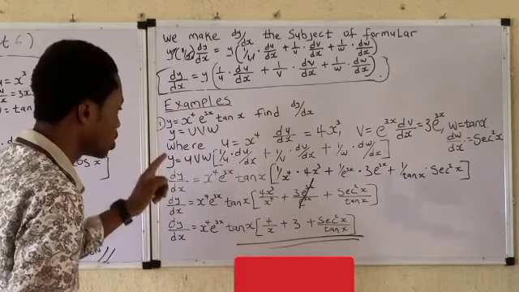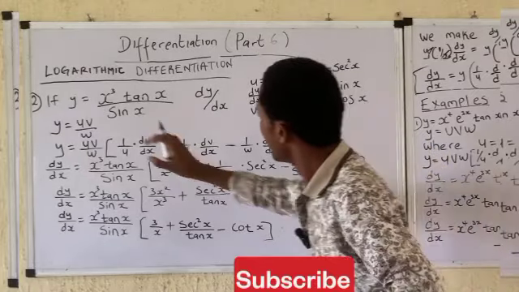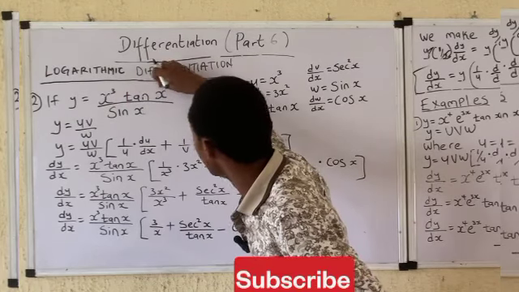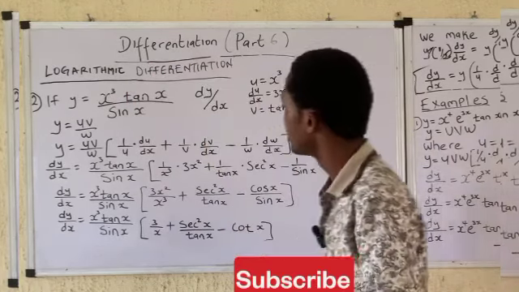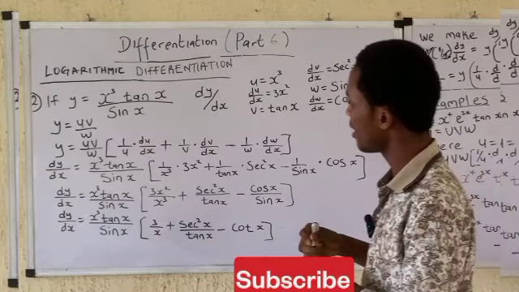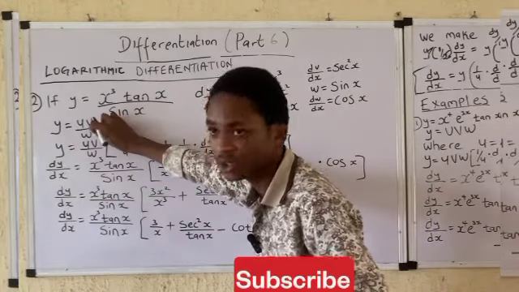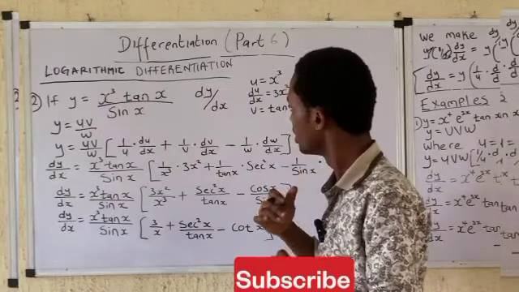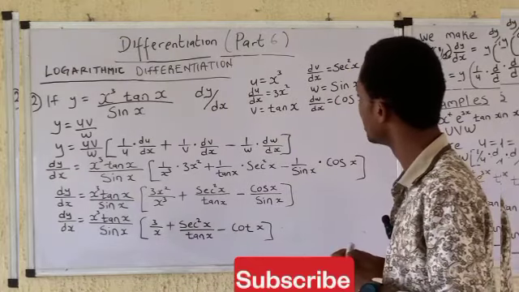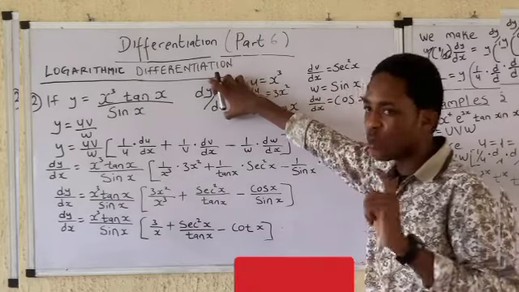Now, moving to question number 2. If y equals x raised to the third power tan x all over x sin x. You see, this one is kind of different because we have a division sign, one function all over another function. So we use another formula. Another formula is applicable to this one. Now, mind you, they say find the dy dx.